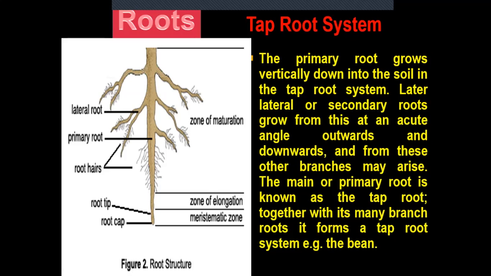The root cap is present at the tip of the root. The meristematic zone, the zone of elongation, and the zone of maturation represent the three zones in the root system. This is a lateral root arising from the primary root. Root hairs help in absorbing water and minerals from the soil.